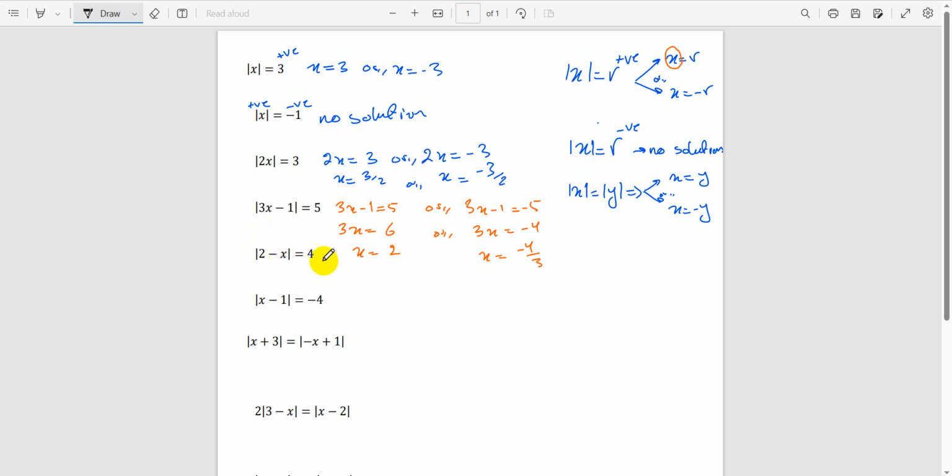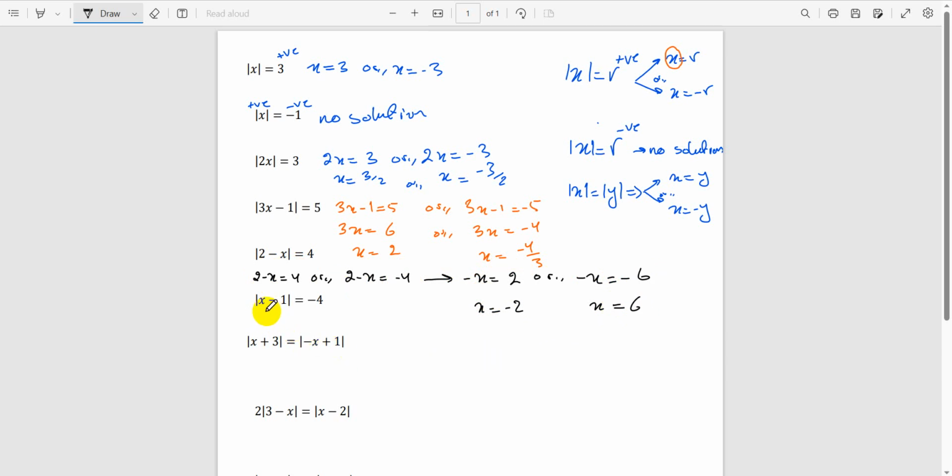Absolute 2 minus x equals 4. Again, I have a positive side equal to another positive side. Then directly I'm going to use the first formula, which is 2 minus x equals 4, or 2 minus x equals negative 4. From the first equation, I will get minus x equals 2, or minus x equals minus 6. And again, x equals negative 2, and here x equals 6.